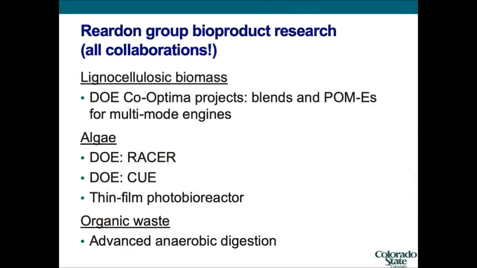So finally, what are some of the things my group's done in this? We've been active in this for the last 10 years. There's got to be more funding again. Right now, among the projects we've got going on on the lignocellulosic biomass side, we're part of a group. The Department of Energy started something called the Co-Optima program. This is based on the recognition that the biofuel we're really good at making, ethanol, is an okay fuel, but it's not great.